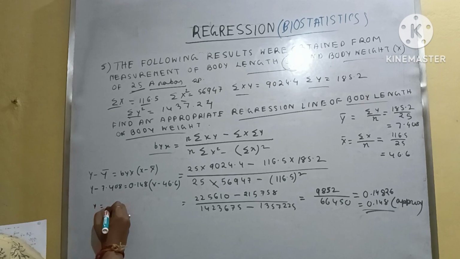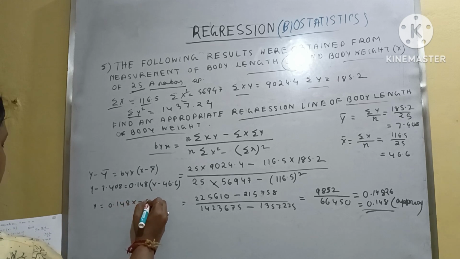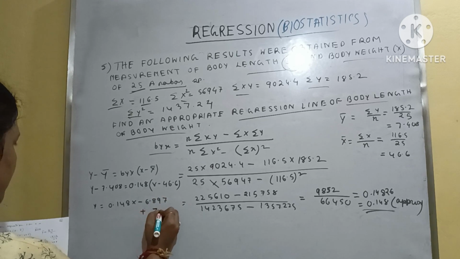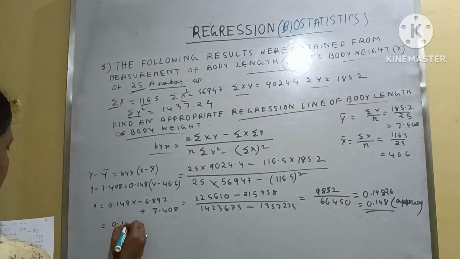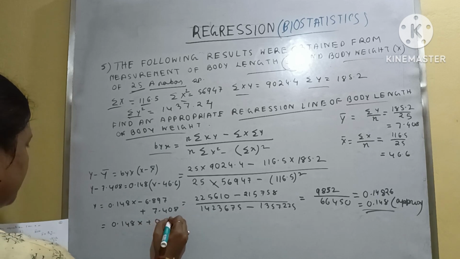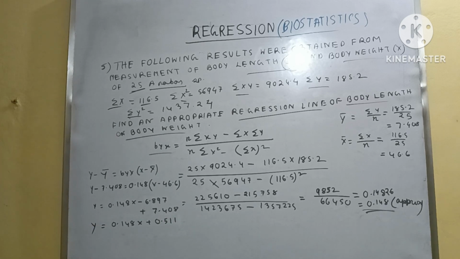Now what is the answer? Y equals 0.148x minus 6.897 plus 7.408. So the answer is y equals 0.148x plus 0.511. This is the regression equation. Here we have to find out only the y equation, so the x equation is not necessary here.